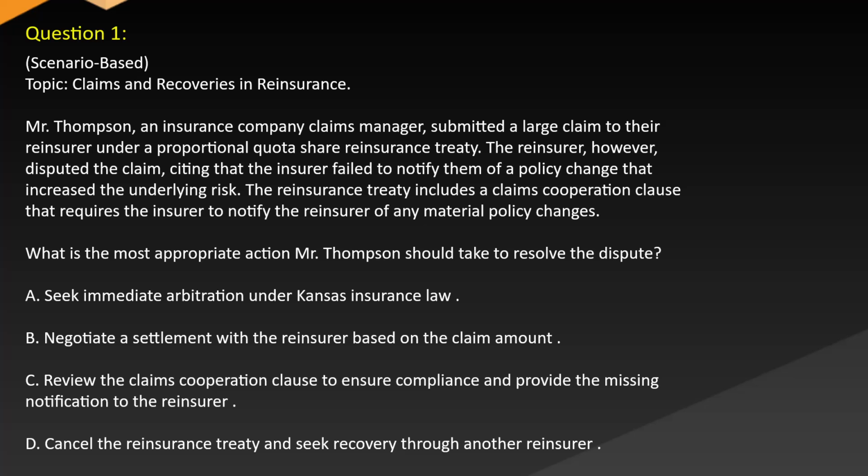What is the most appropriate action Mr. Thompson should take to resolve the dispute? A. Seek immediate arbitration under Kansas insurance law. B. Negotiate a settlement with the reinsurer based on the claim amount. C. Review the claims cooperation clause to ensure compliance and provide the missing notification to the reinsurer. D. Cancel the reinsurance treaty and seek recovery through another reinsurer.